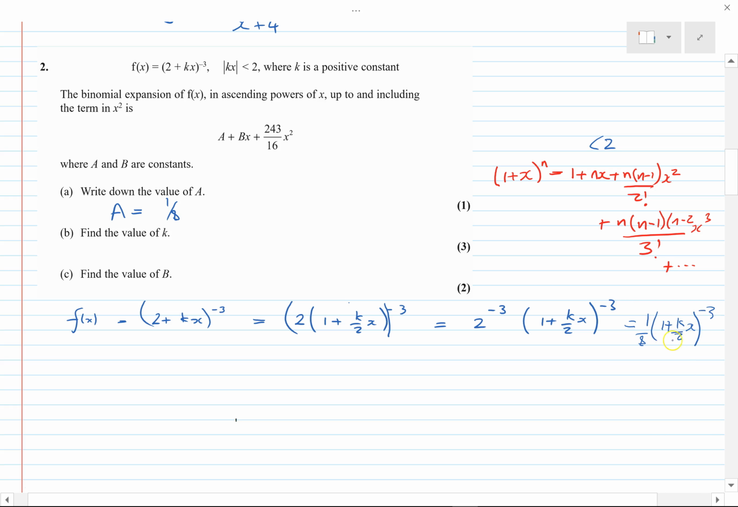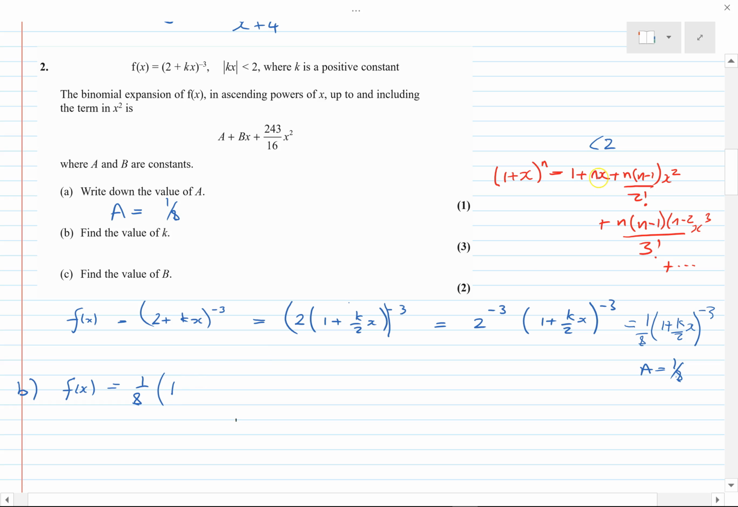Because when we do the binomial on this, we're going to have 1 as our first term, so therefore 1 over 8. A is 1 over 8. Right, so part B, we can use what we've done here, obviously. So we've got f(x) is equal to 1 over 8, and let's just do the binomial on this expression here using the formula.